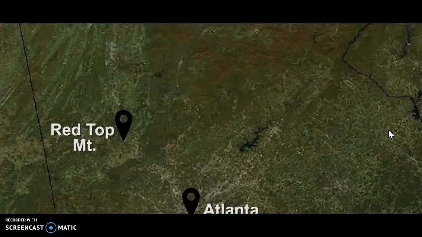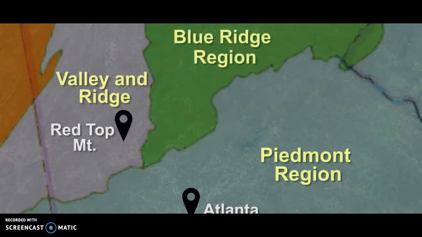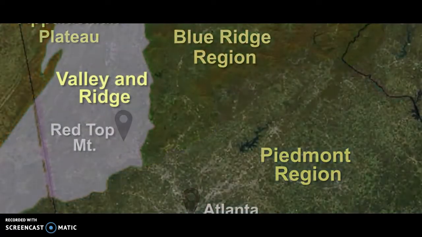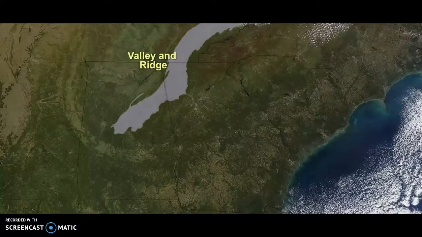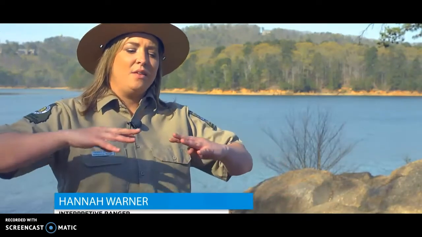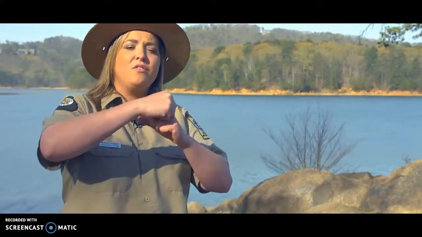We are in the Valley and Ridge region. We are north of the Piedmont and in between the Blue Ridge and Appalachian region. Nationally, it spreads from Alabama to northern New York. It covers about 1,200 miles. It was formed about 250 million years ago when these continents collided and the underlying rocks pushed up against each other. They folded over each other.